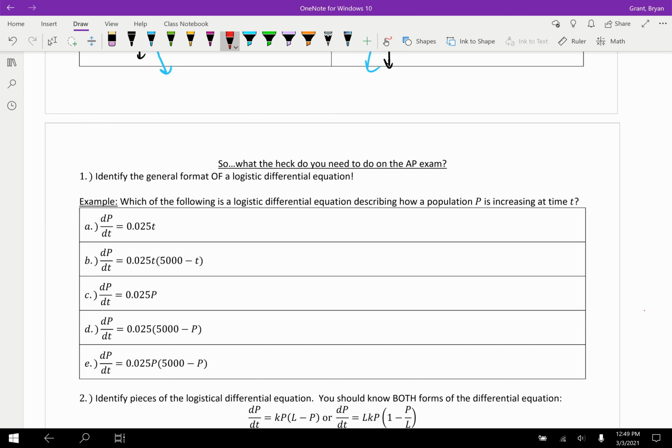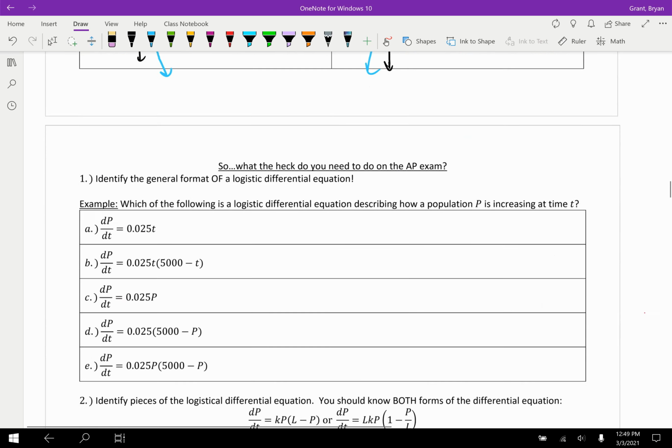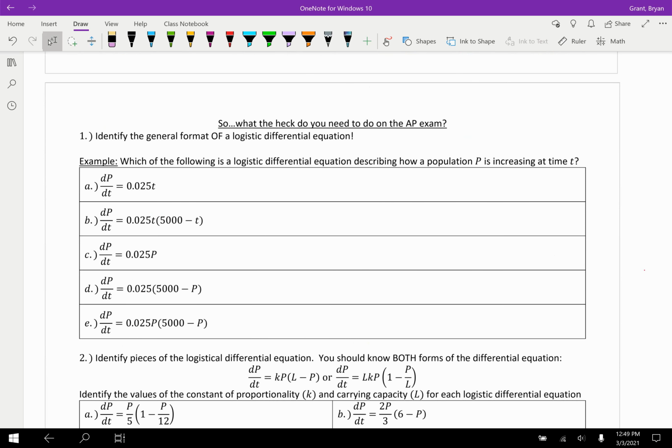Today we're going to conclude our Logistic Differential Equation section. Hopefully you watched the video for the previous class because that gave you all the information about those logistic differential equations, the fact that we can either have growth or decay over here. Today we're just going to look at a few things that you actually have to be able to do on the AP exam. Now, don't stress too much because this topic is not the world's most common.